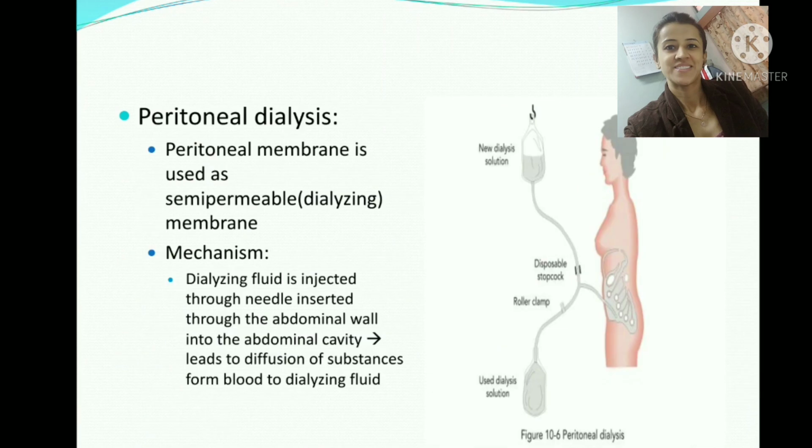Now, peritoneal dialysis. Here, the peritoneal membrane acts as the semi-permeable membrane instead of the cellophane membrane. Mechanism of action of peritoneal dialysis: here dialyzing fluid is injected through a needle inserted through the abdominal wall into the abdominal cavity. And here the peritoneum acts as a semi-permeable membrane and therefore there is diffusion of substances from blood to the dialyzing fluid.